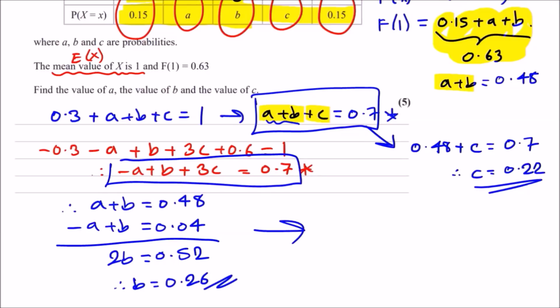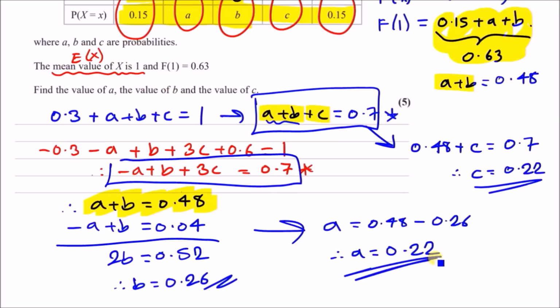And I'm going to just use this equation right here. So just making A the subject, you're gonna have A equals 0.48 minus your B value, which is 0.26, and therefore A should be 0.22. And that's it, guys. That's one done.